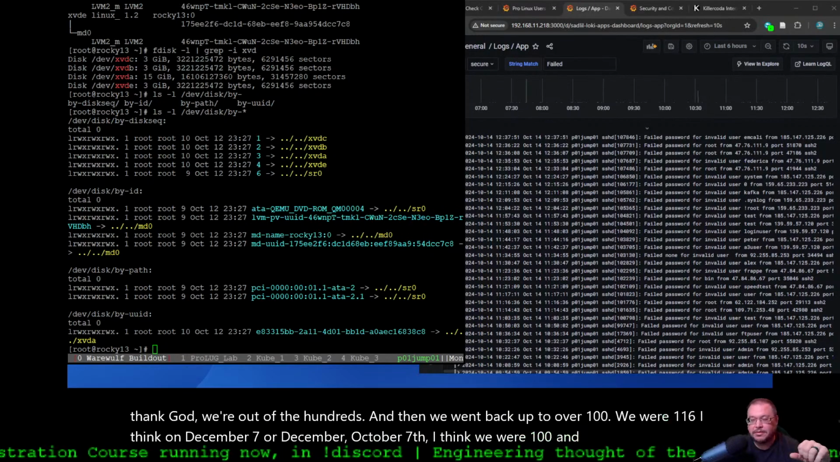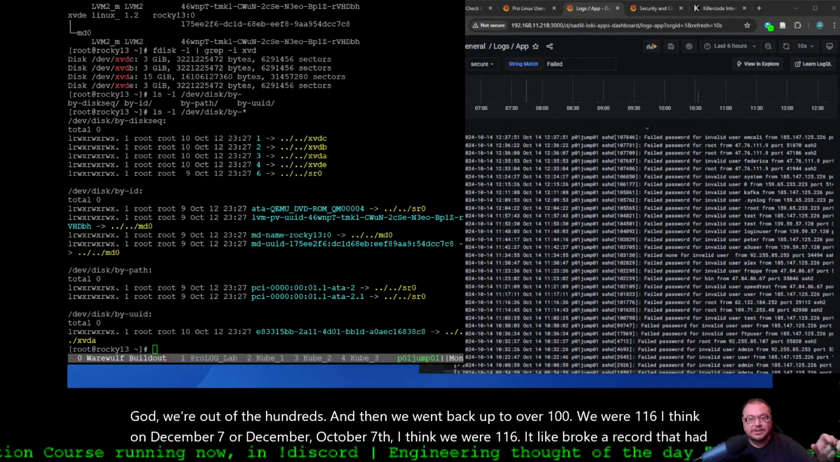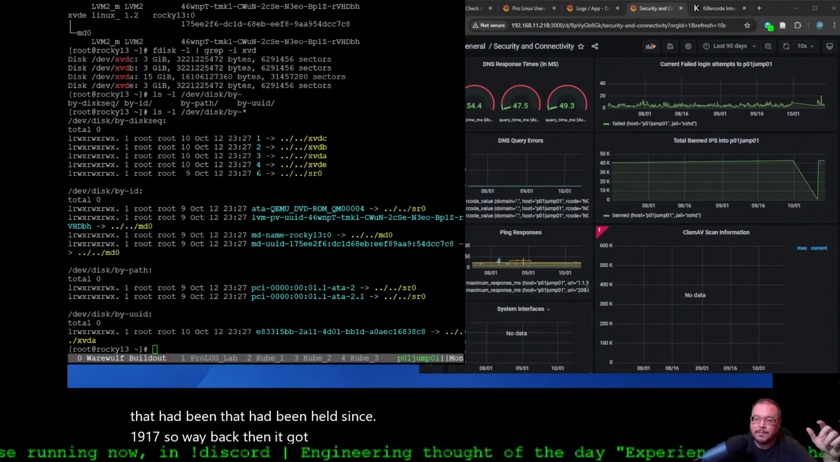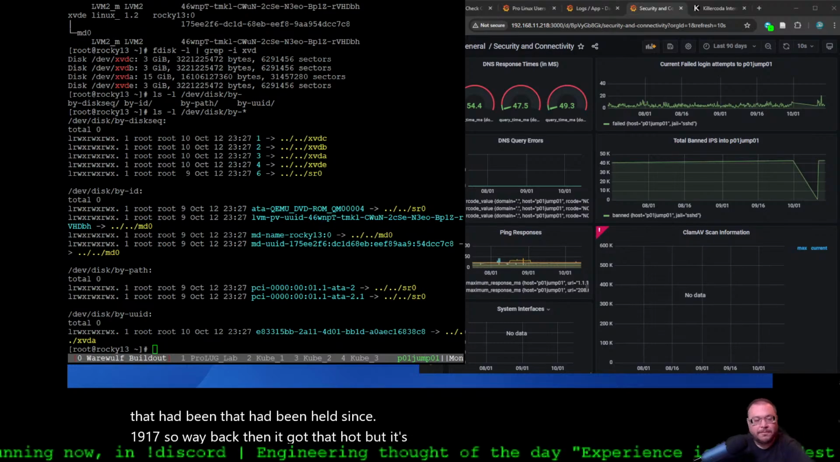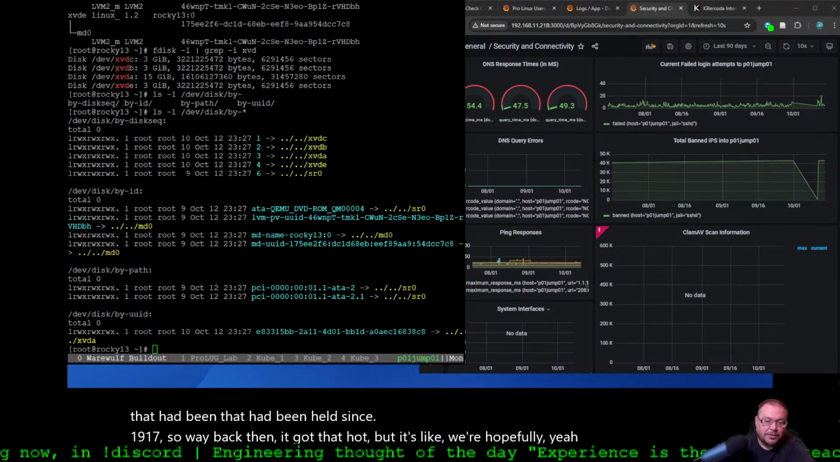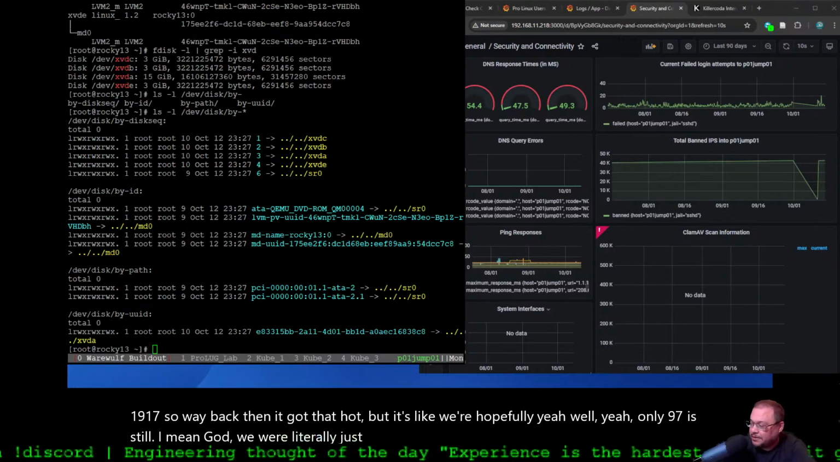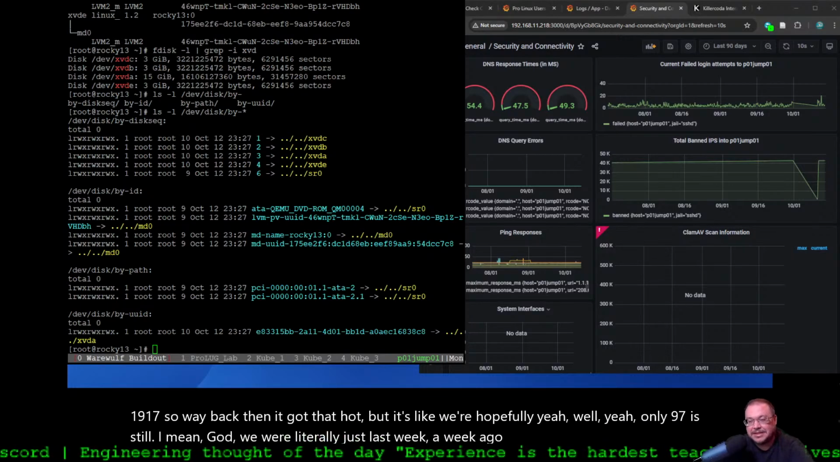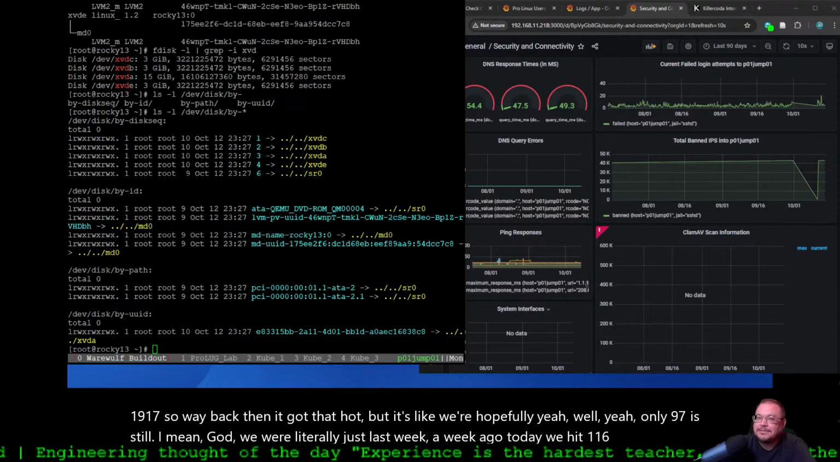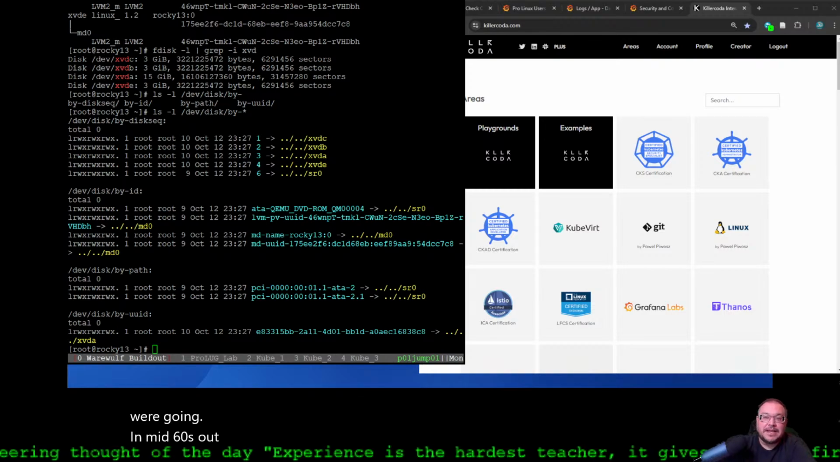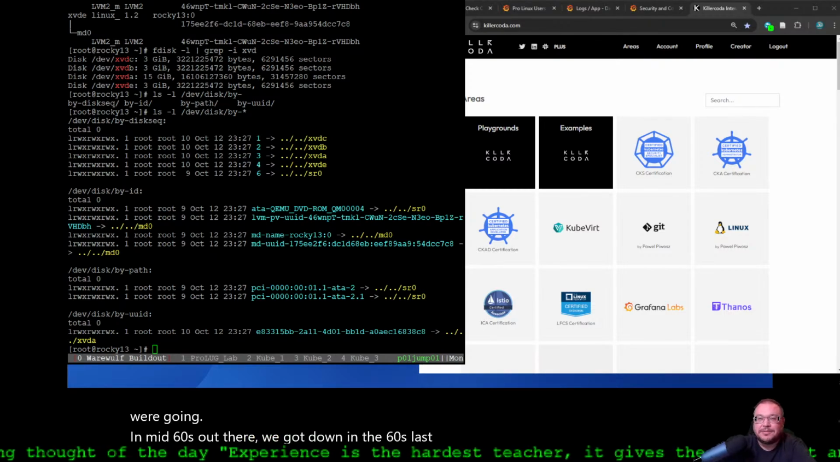I think we broke a record that had been held since like 1917. So way back then it got that hot. But hopefully, yeah, only 97 is still, I mean, God, a week ago today we hit 116 again. And now we're hitting mid 60s out there. We got down in the 60s last night, Chris.